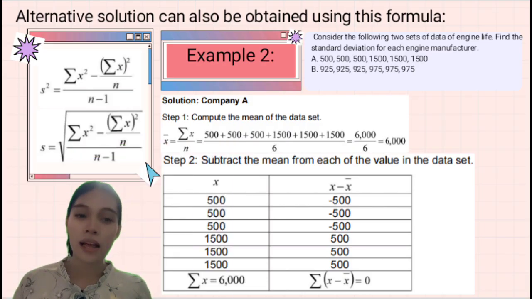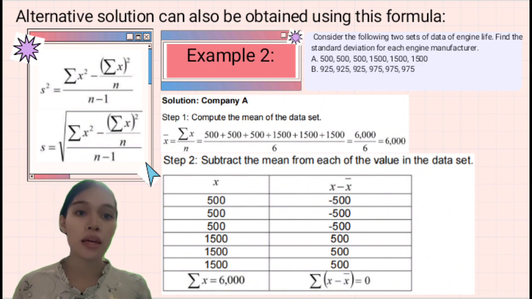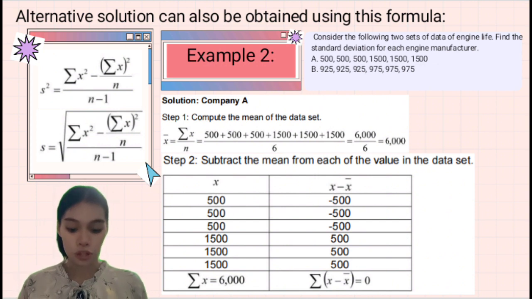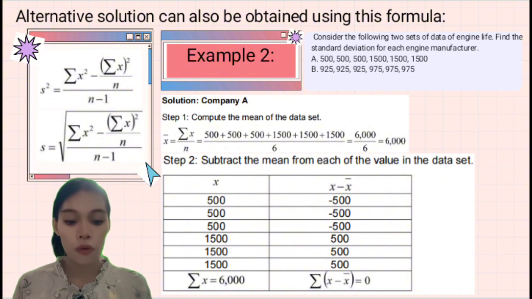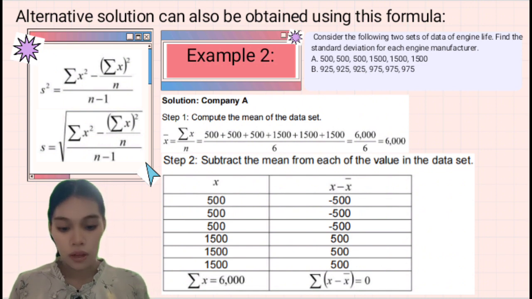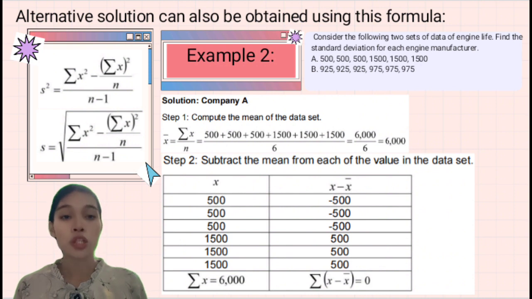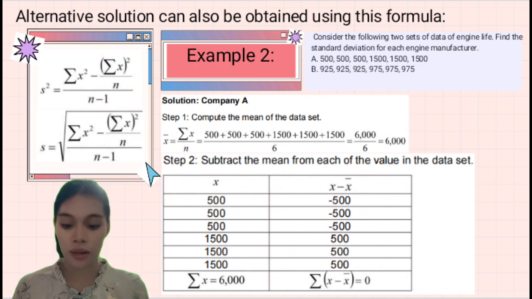So good day everyone. As a continuation of the topic for the measures of dispersion, I will be discussing the alternative solution that can be obtained. For this topic, we have an example here, which is to consider the following two sets of data of engine life. We have to find the standard deviation for each engine manufacturer. We have two engine manufacturers, company A and company B, with different values.